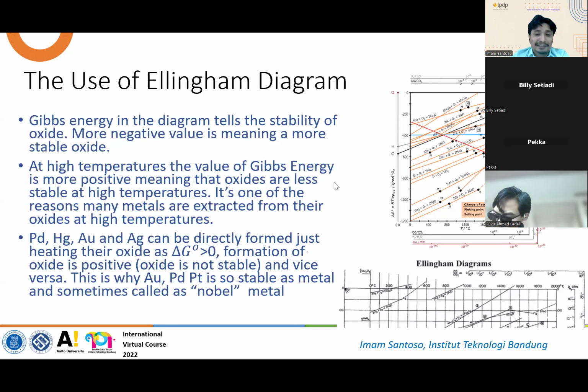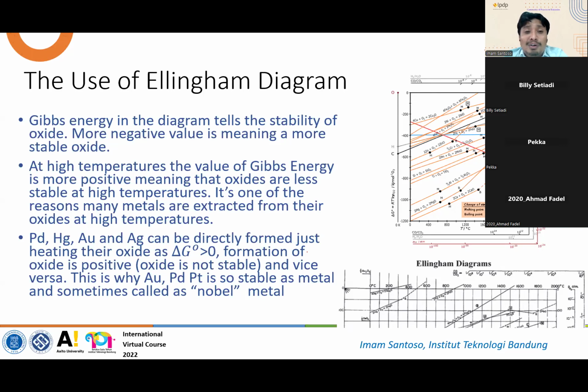Okay, here you can see in the bottom of the diagram, for example, above 500 degrees, this is for Hg, which in Indonesia is called raksa, it is positive above 500, and gold oxide becomes positive above 200 degrees C. So if you have gold oxide and you put it above 200 degrees C, the gold oxide is not stable, therefore it will become gold and oxygen, decomposing. Okay, guys?